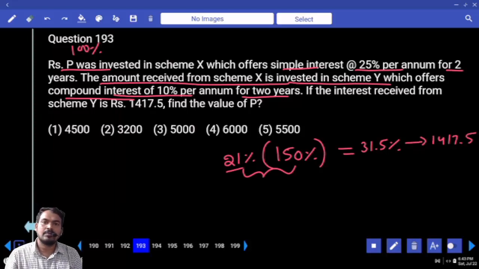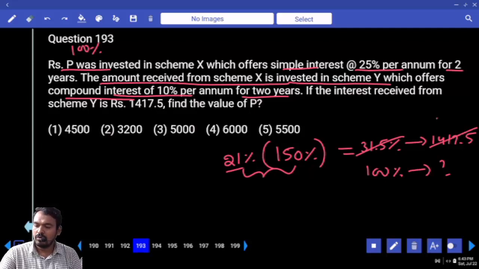That is equal to how many rupees are given? 1417.5. But required principal, how much percent we need? 100%. 31.5, 315. How many times it is? 4 times. 315 into 4 means it will be 1260. What is the remaining? 1417.5, 1260. What is the difference?